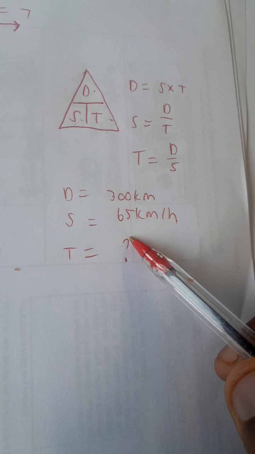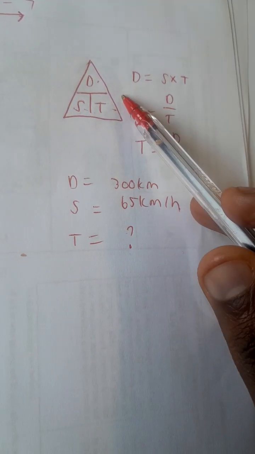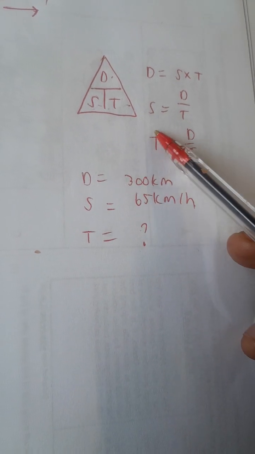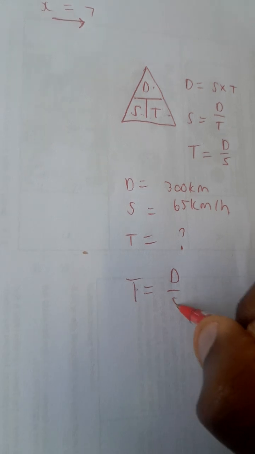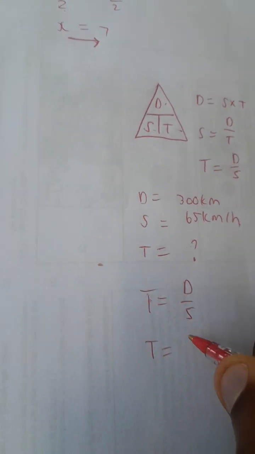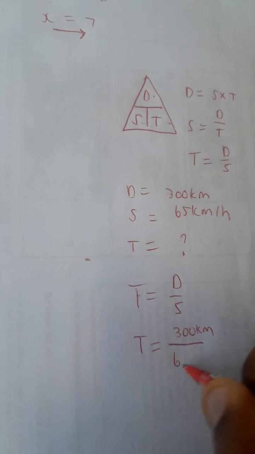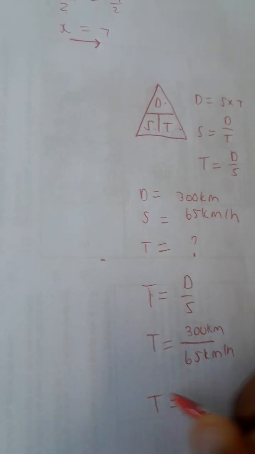So now we are going to actually check, all right? Which formula wants us to find out time? It's not this one, that's out. It's not this one, it's this one, because here the subject is time. So we're going to say T is equal to D over S. T is equal to distance. We write 300 kilometers. We divide it by 65 kilometers per hour. Then time.